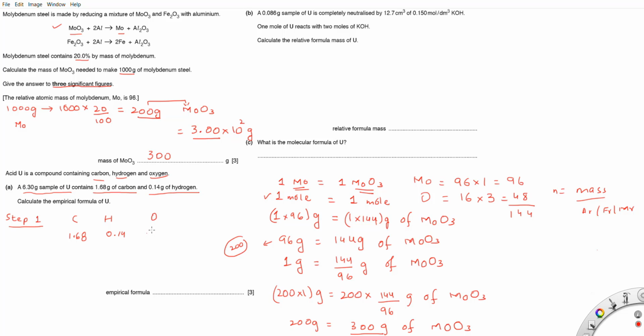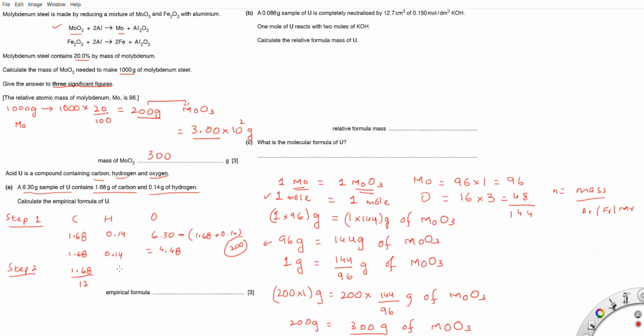Since we know the total mass of the compound was 6.30 grams, we can subtract from the total mass the mass of carbon and hydrogen, that is 1.68 plus 0.14. So we have the mass of oxygen as 4.48. Hydrogen is 0.14 and carbon is 1.68. So step 1 is always focused on calculating the masses. Once we know the masses, we can proceed to step 2 and step 3 relatively easily and quickly. So we have to divide these masses by the atomic masses.